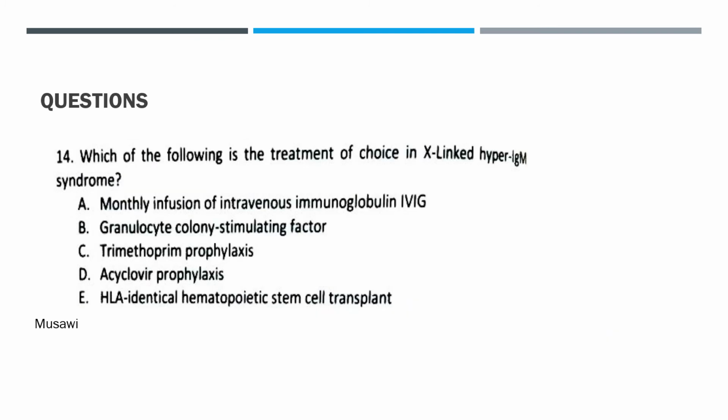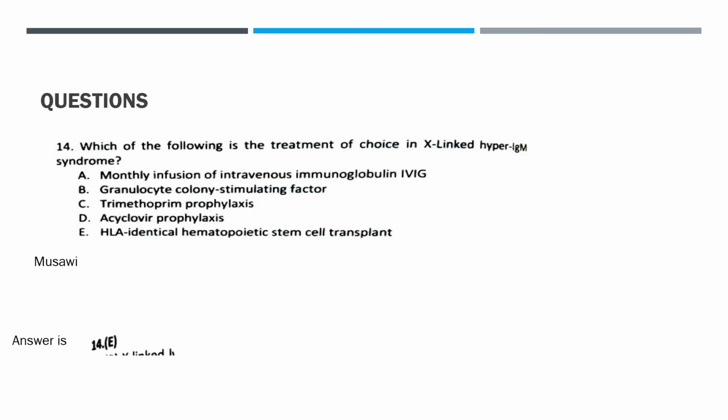Next, which of the following is the treatment of choice of X-linked hyper-IgM syndrome? Of course, the answer is E, HLA identical stem cell transplant.